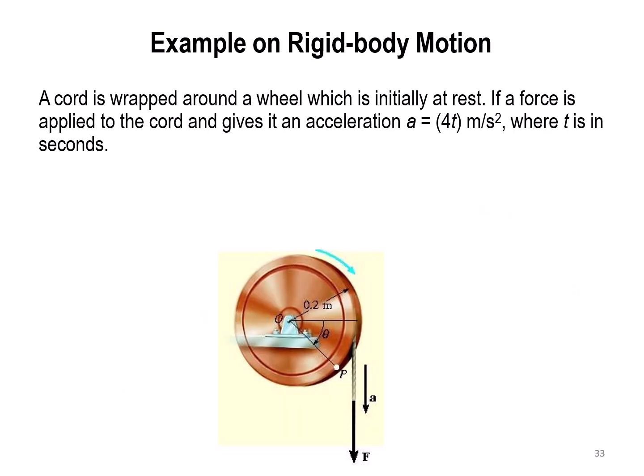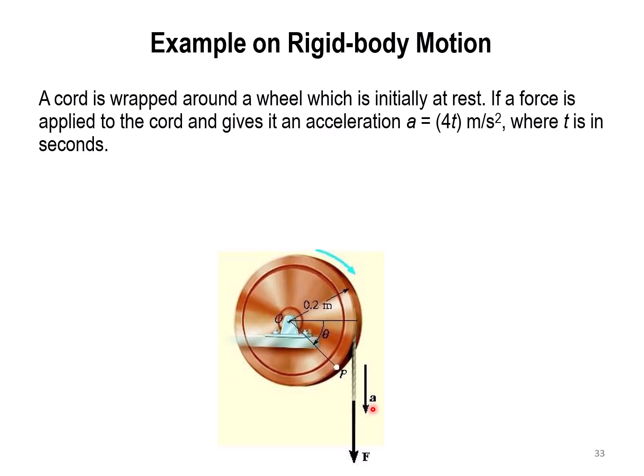It's about a cord that is wrapped around a wheel, which is initially at rest. When we say initially at rest, that means the angular velocity now is 0, and the alpha, of course, is going to be 0 as well. If a force is applied to the cord and it gives an acceleration a equal to 4t meters per second square, where t is in seconds, then this length here is going to have the acceleration of 4t meters per second square.